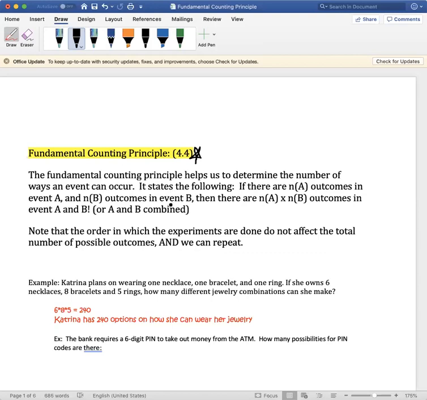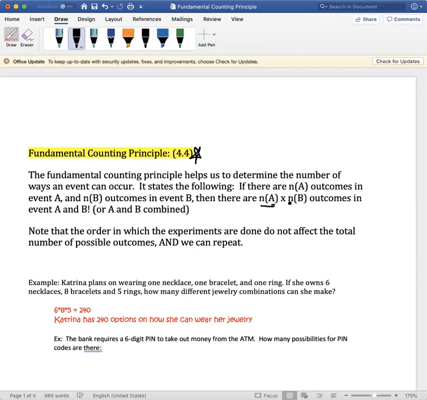Let's say that event B represents how many ways there are to cook bread, to make toast. Let's say we have 3 ways to make toast. Okay, so we have 8 ways to cook eggs and 3 ways to make toast. Then there are N of A times N of B outcomes in event A and B. So what that means is the number of ways there are to cook eggs and to make toast is just the product of the two.